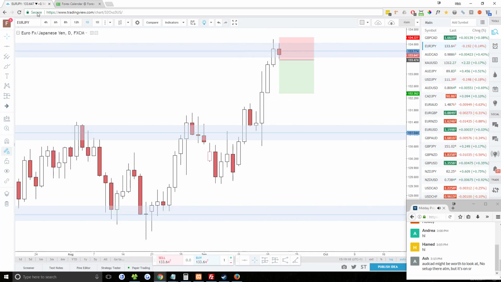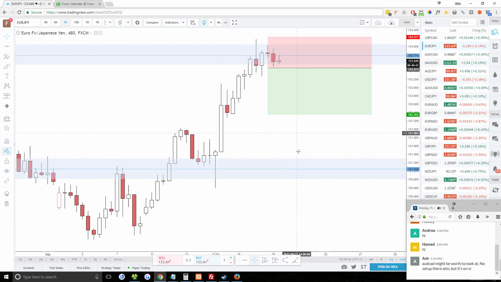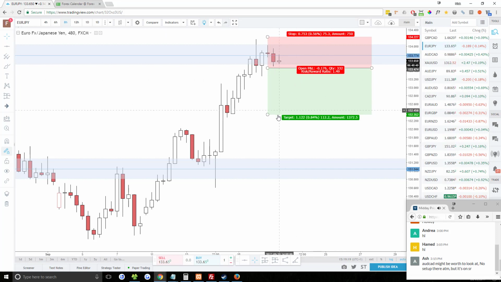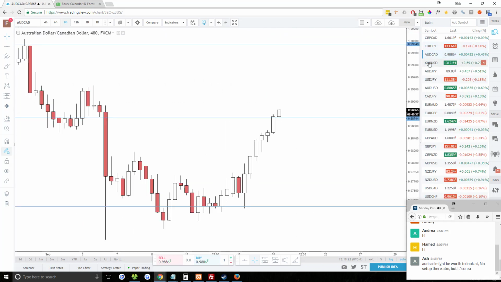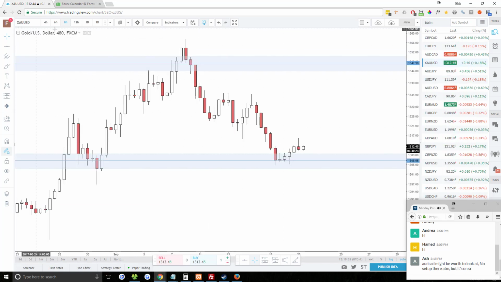EURJPY, 8-hour chart seems to be heading down right now. It could finally make this move and break down and give us a nice little trade. AUDCAD, yeah, it's on resistance. So, you know, if we get indecision forming here, it might lead to a trade within the next few candles, but it's nothing right now. Gold USD, stalling on top of support. Well, it was stalling on top of support. Now it's started climbing, but I'm not really going to enter that.